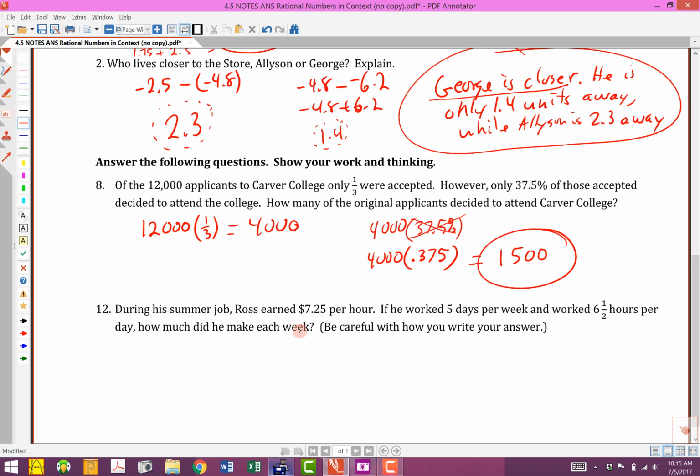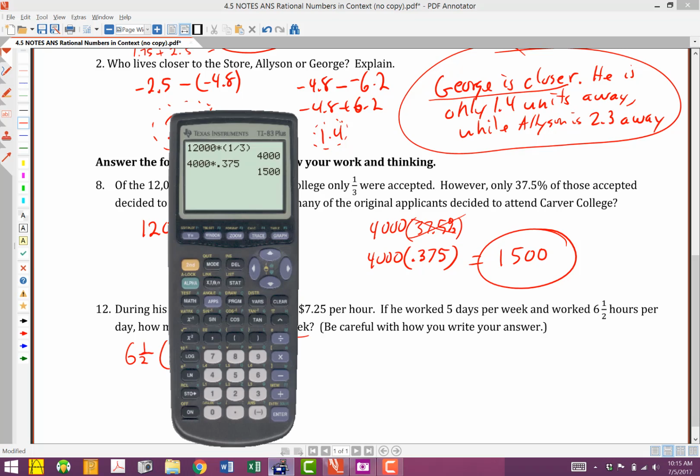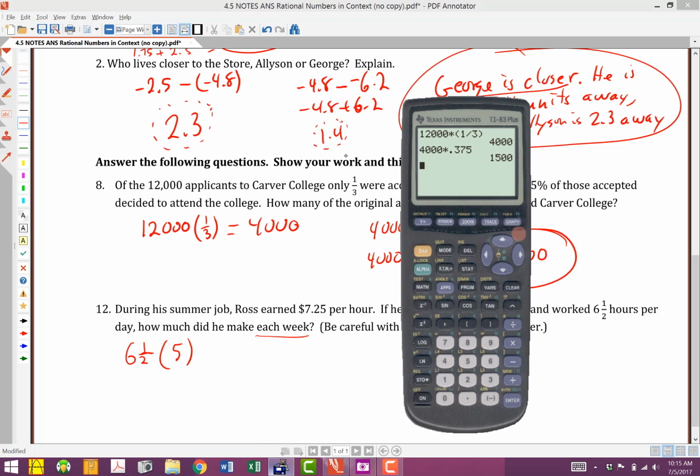Well, let's think about this. He's going to work 5 days, and he's going to work 6.5 hours per day. So he makes this much per hour. We need to figure out how many hours he actually worked in a week. So let's take those 6.5 hours, 6 1/2, and he does 5 days of that. So we would times that by 5. So I'm going to grab the calculator, and I'm going to show you on yours. You can use the fraction input key and stuff like that.